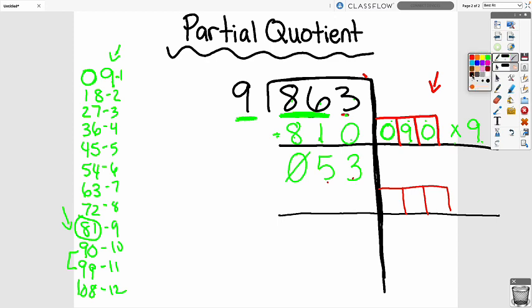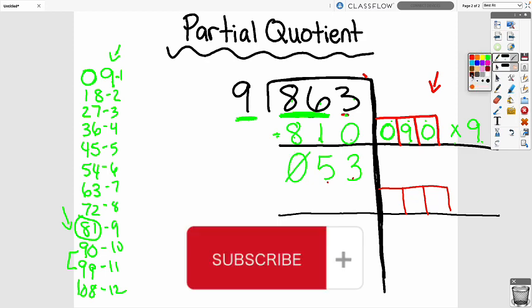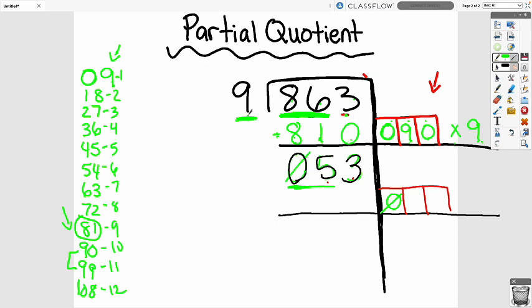I just want to change the color real quick so we can see where I'm moving with the pen. So how many equal groups of 9 can I make out of 0? Well, I already see that that's a 0, so I can move that 0 over here, and then go to 5.